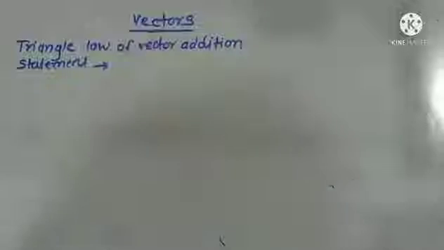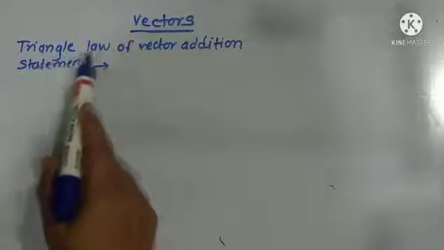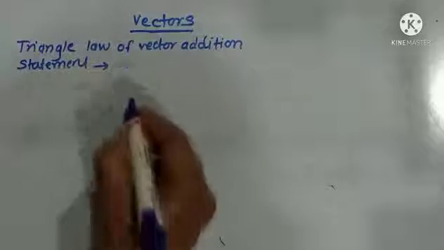In the previous lecture, we have seen that these vectors cannot be added or subtracted by using the algebraic operations like addition, subtraction, multiplication, and division. So there are different rules for the vector addition. The first law for the vector addition is the triangle law of vector addition. I'll write the statement over here.